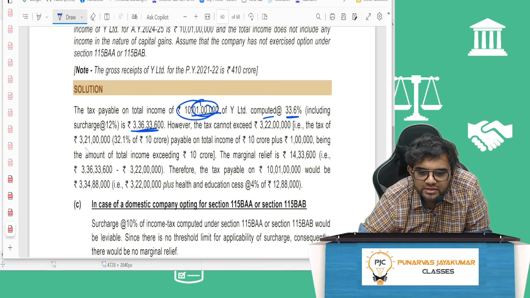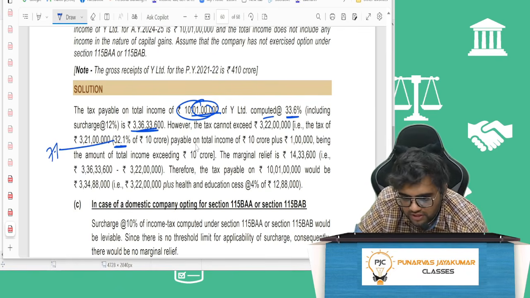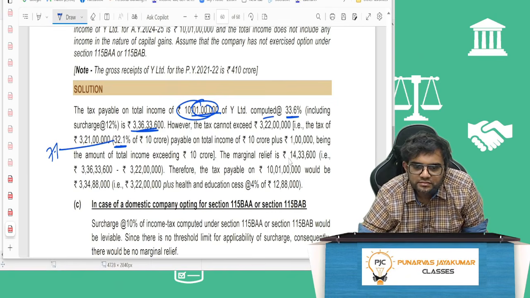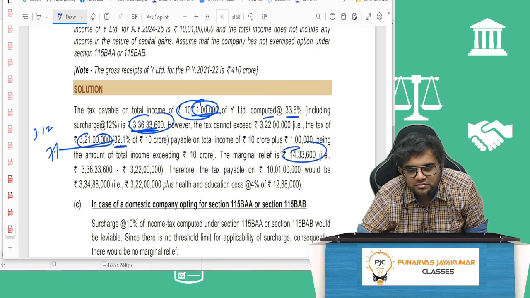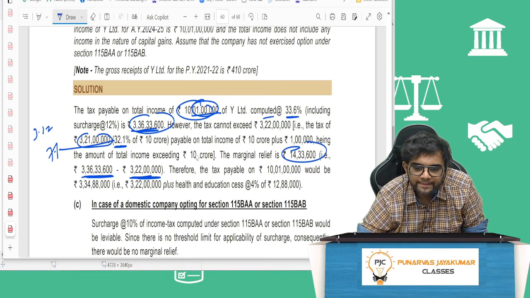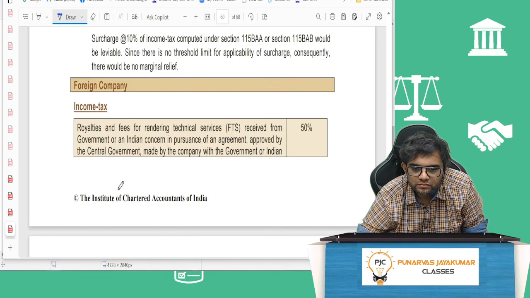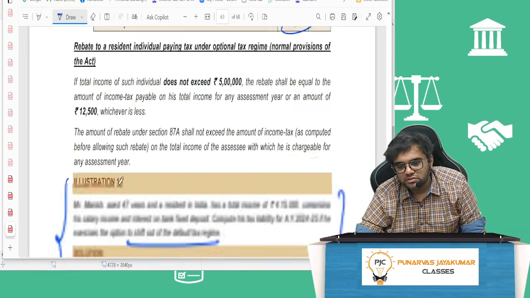Tax on 10 crore will be 32.1%. Why? Surcharge will be 7%. Plus the extra 1 lakh that you are earning anyway. So 3 crore 21 lakh plus 1 lakh, 3 crore 22 lakh. Here you are paying 3 crore 36 lakh. So what is the marginal relief? 14 lakh 33,600: 3 crore 36 lakh 33,600 minus 3 crore 22 lakh. Rebate we have done. These are all the illustrations.